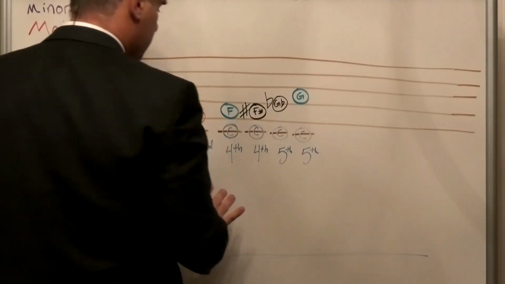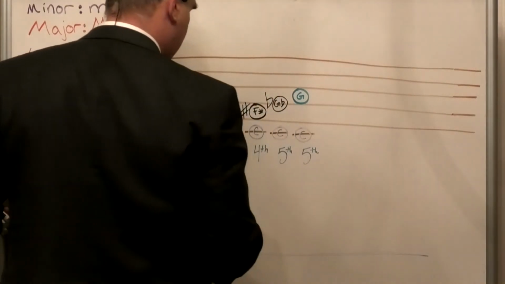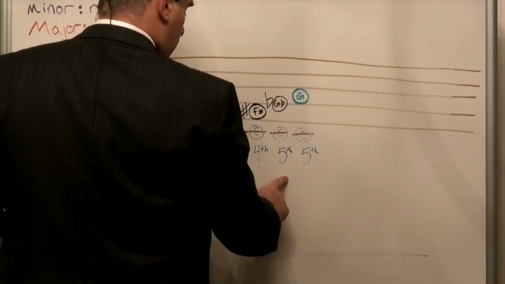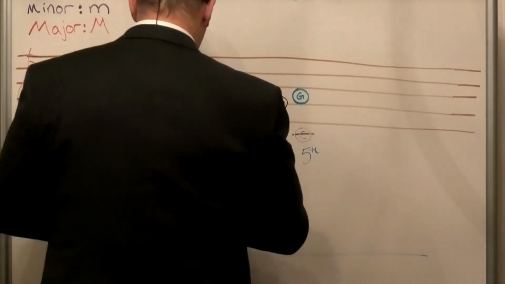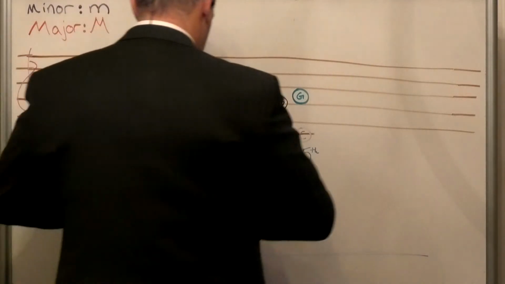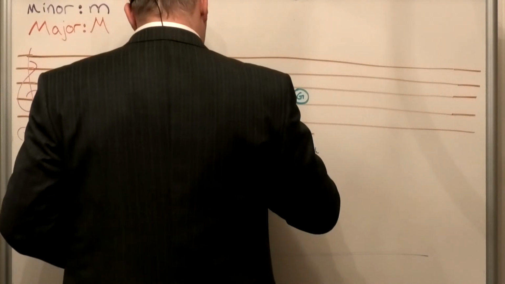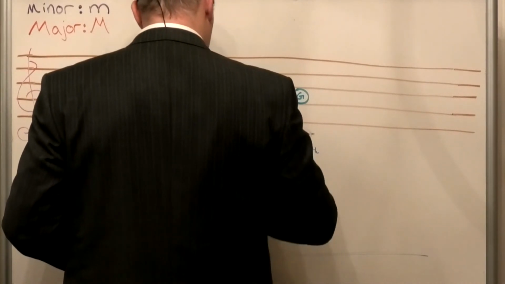They're not equal to each other. They are on the piano, but they're not. So we have fourth, fourth, fifth, fifth. Now, I'm just going to tell you what we call these. We won't worry too much about it right now. This is called a perfect fourth.